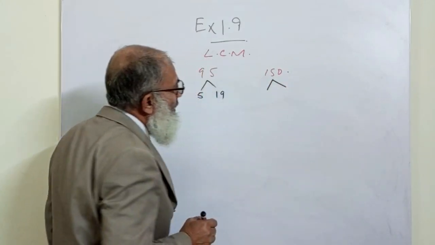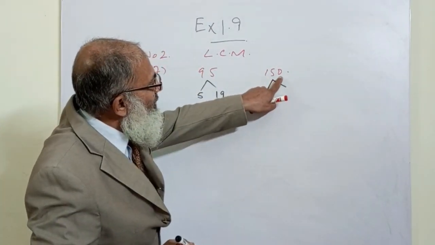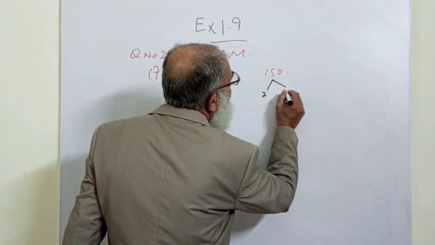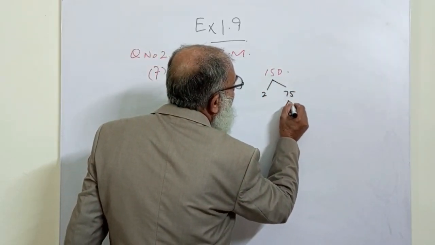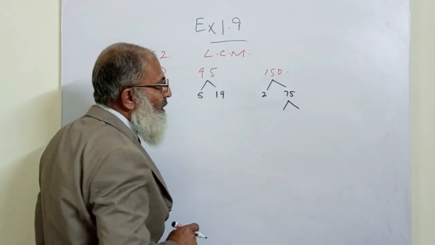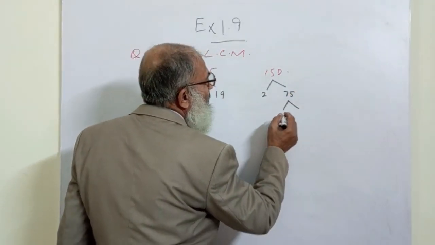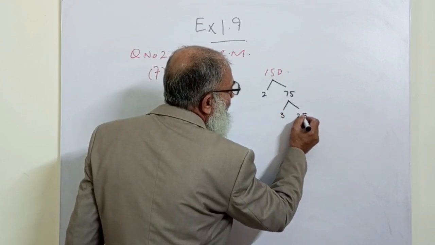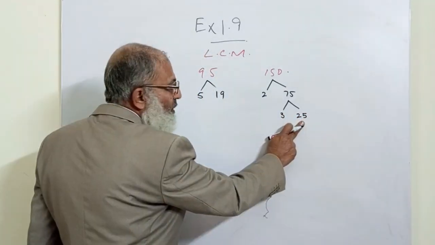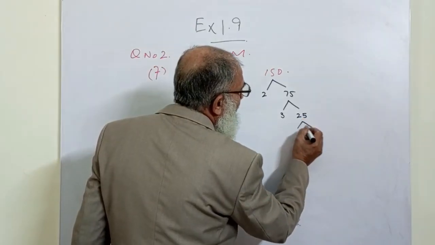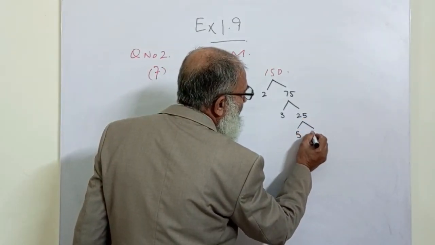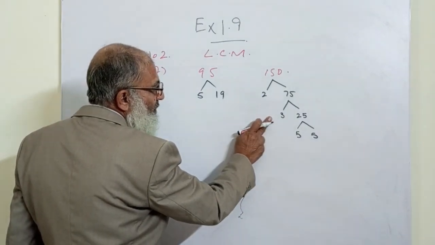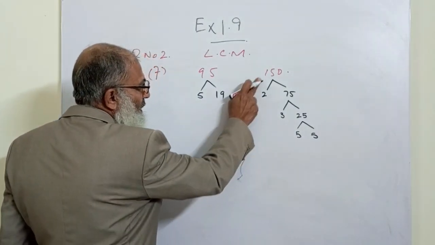Now this, you see that this is divisible by 2. Now 275. Now this is not divisible by 2 anymore, but it is divisible by 3. 325. No more 3 now. 5 5. 5 5 25, 25 3 75, 75 2 150.